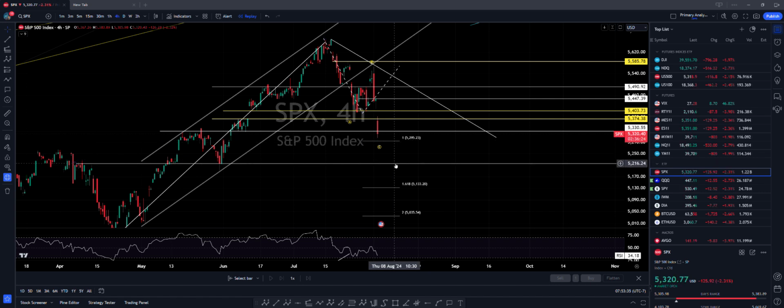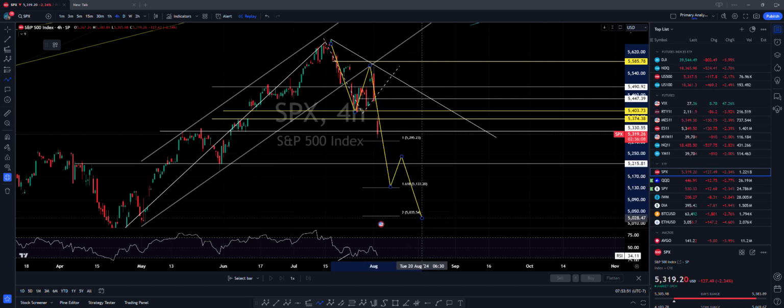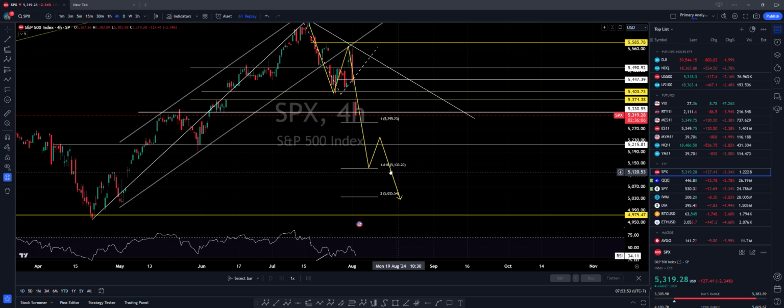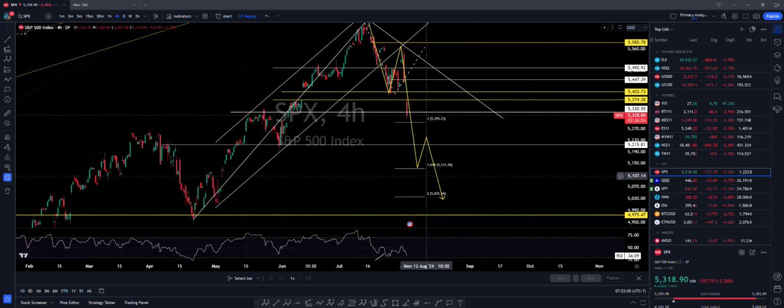The other one which I was talking about was, what if 5295 doesn't hold, and Monday also gets bloody and we are trading, let's say, close to 5215, right? So that's where things will change. Instead of counting this as an ABC, we will be looking at this as one, two, three, four, five, something like this, right?